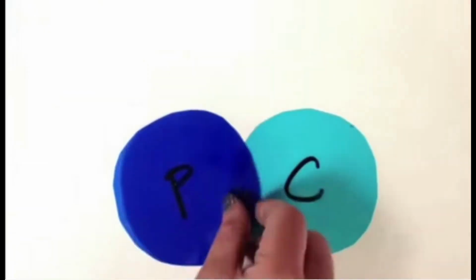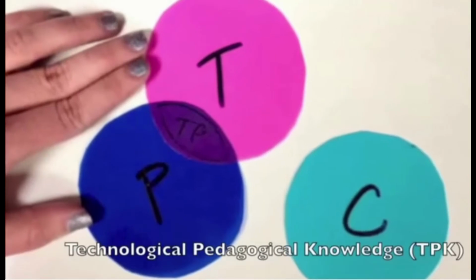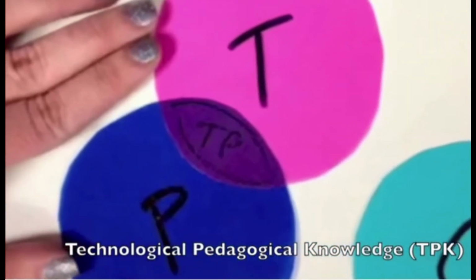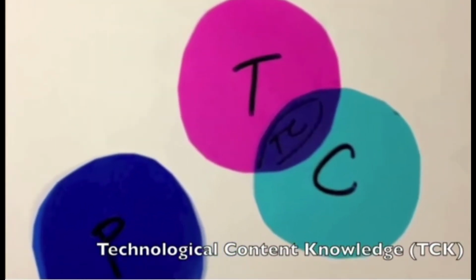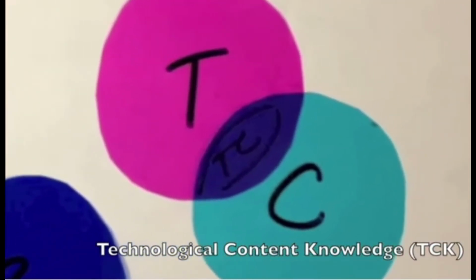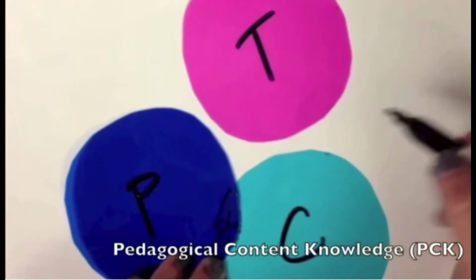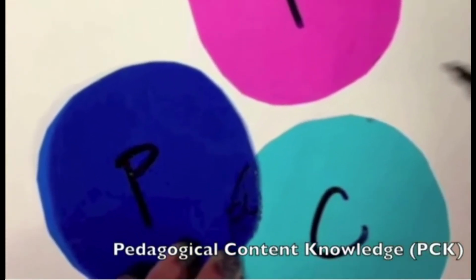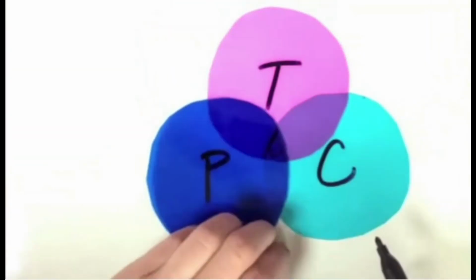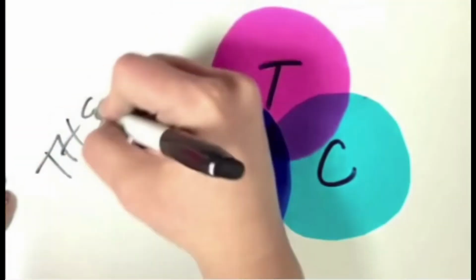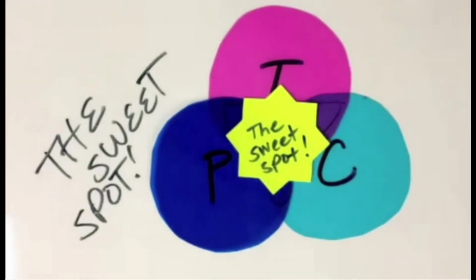As we understand them individually, we can start to see overlaps. Our TP knowledge allows us to understand how we're making the content more accessible. Our TC knowledge allows us to identify the affordances of pairing the appropriate technology to the content. And our PC knowledge allows us to identify the affordances of pairing the appropriate pedagogical strategies with the content. TPACK comes from the overlapping in that center spot, or as we refer to it, the sweet spot, when all three knowledge areas work together.